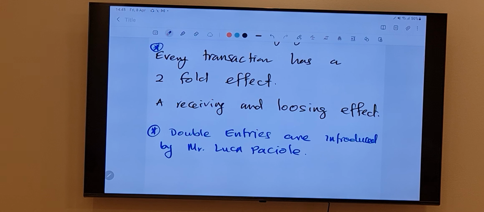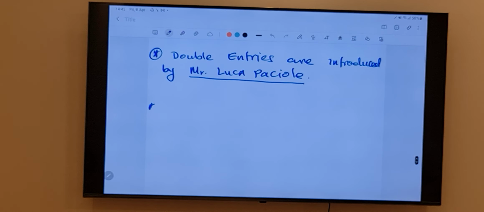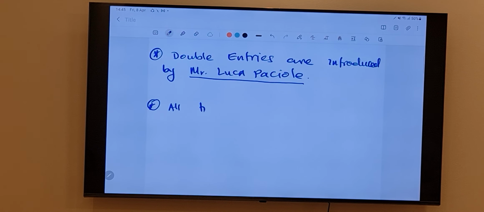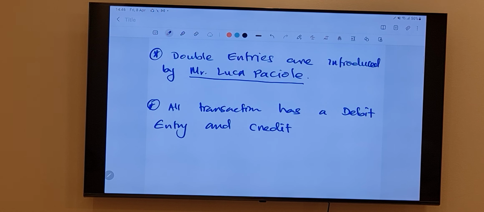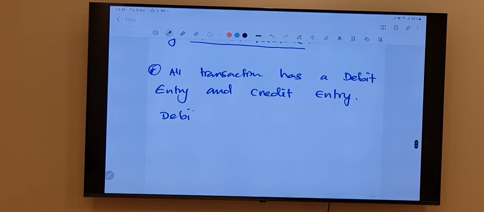Anyway, so for our study purpose, this gentleman, Mr. Luca Pacioli, introduced double entry. And double entry means every transaction has a debit entry and a credit entry. Now debit entry is denoted as DR. Credit entry is denoted as CR.